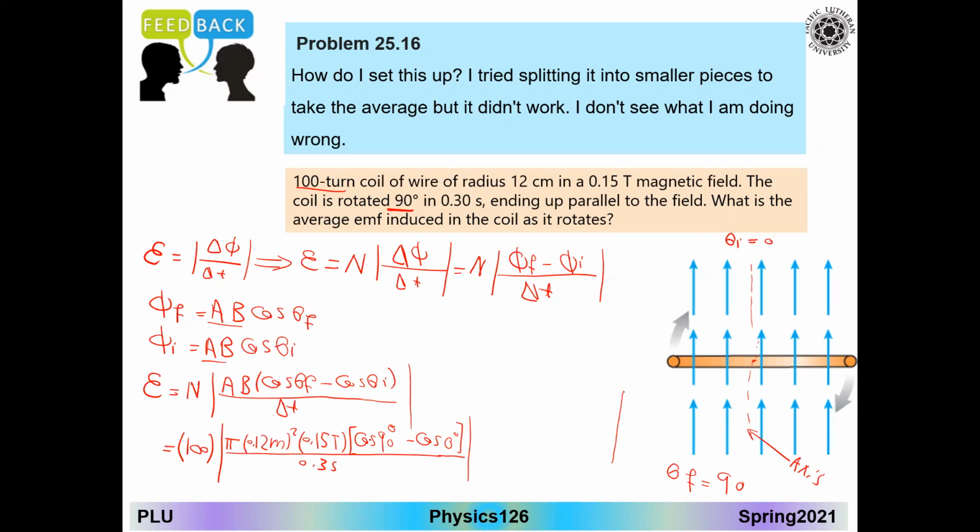So cosine 90 is 0. Cosine 0 will be 1. Here's the minus 1, and the absolute value will end up with the positive value. So the value according to this calculation will be 0.2 something. Just confirm this number, guys. I think 0.12 volt.